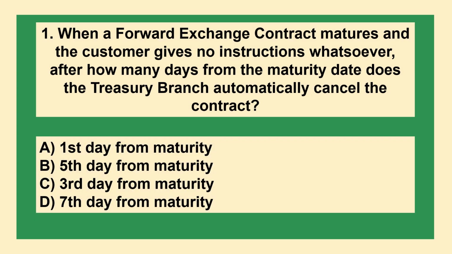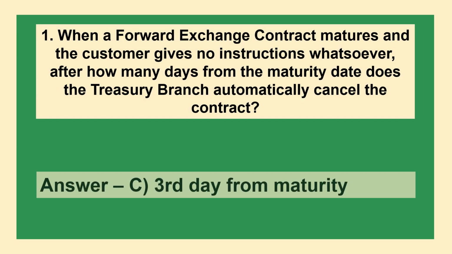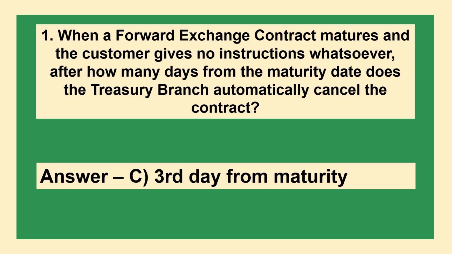When a forward exchange contract matures and the customer gives no instructions whatsoever, after how many days from the maturity date does the Treasury branch automatically cancel the contract? A. First day from maturity. B. Fifth day from maturity. C. Third day from maturity. D. Seventh day from maturity. The answer is option C. Third day from maturity.